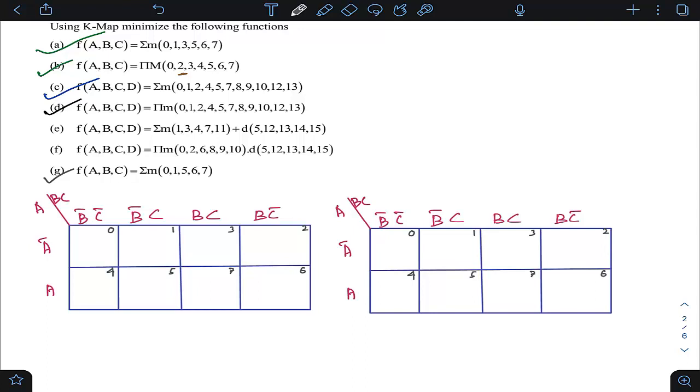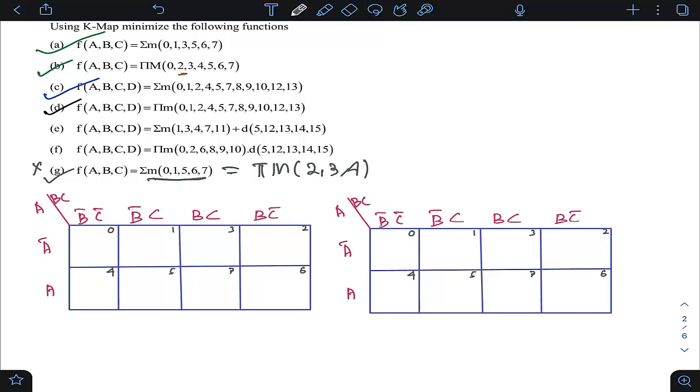You can use this if the question is to find the POS expression. From this, you can obtain its corresponding max terms, which in this case are 2, 3, and 4. Then you can solve the map in the max term mode the way we have understood, and you get the POS expression. So everything is in your hand. So let us plot this and try to see what is happening here.